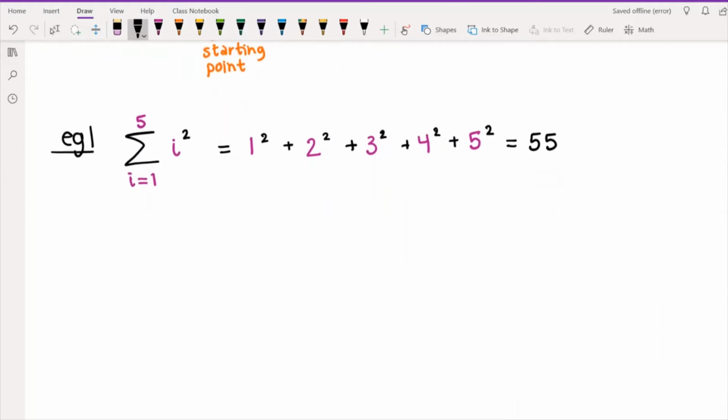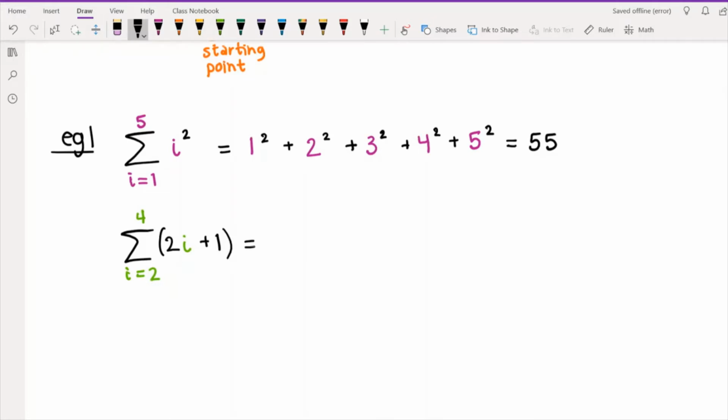So let's do another example. So let's say that now we wanted to take the sum from I equals 2 to 4 of 2I plus 1. So what's this going to look like? Same idea as above. So we're going to be plugging in different numbers for I. The first number we're going to plug in is 2, and the last number we're going to plug in is 4.